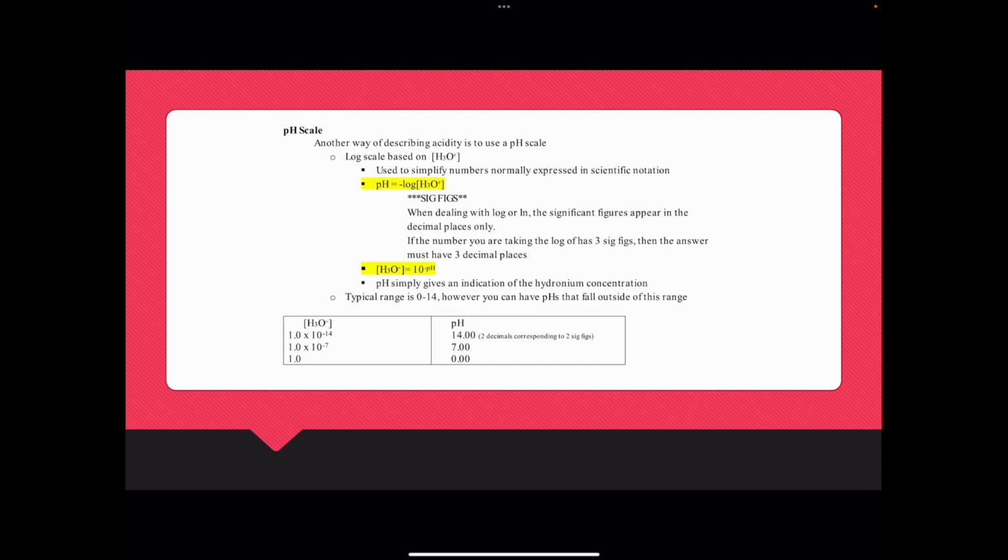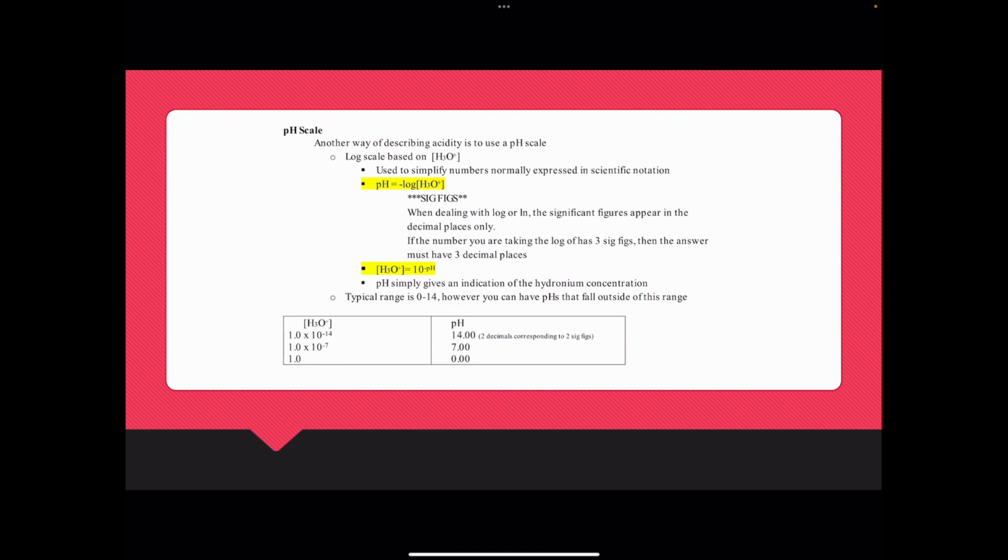The pH scale is a log scale based on the hydronium concentration. We use it to simplify numbers normally expressed in scientific notation. So if we think about those numbers that we saw with the hydronium and hydroxide concentrations, 10 to the negative 7th, we tend to not like to have to deal with numbers like that. So we simplify it, and log scales are the way that we can do that. And so we're going to define pH as being the negative log of the hydronium concentration. This takes that scientific number and converts it into a much simpler number that we can use to very quickly judge acidic, basic, or neutral.